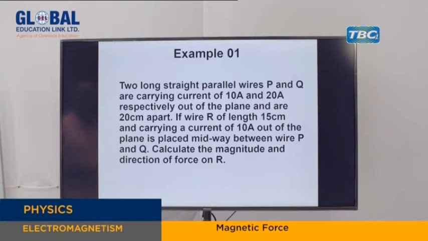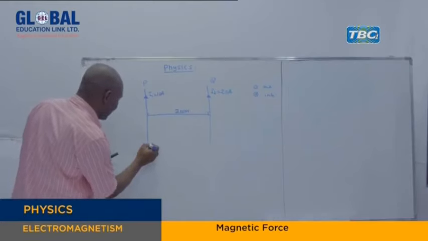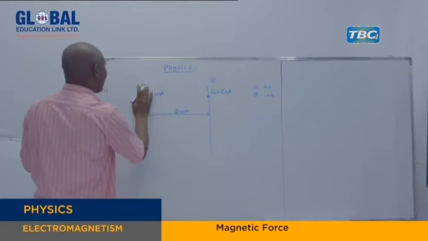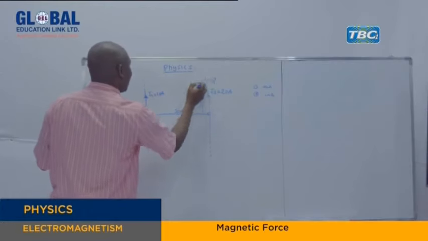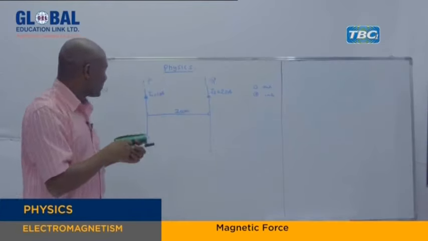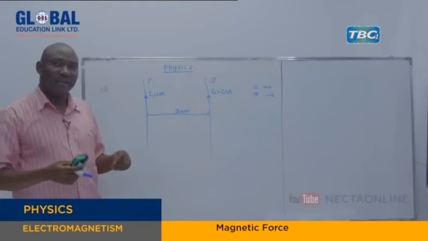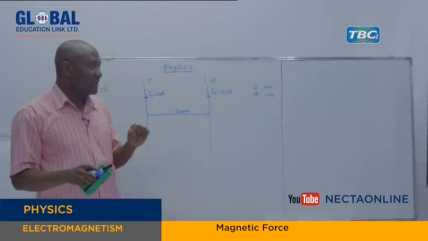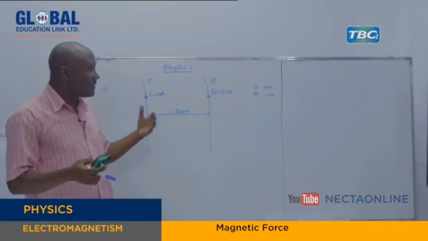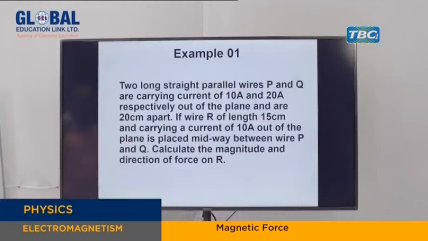Now the question says, we have another wire, R, of length 15 centimeter. This time we have a specified length. But the lengths of these 2 wires are not known, so we normally extend them up like that. These are the symbols in mathematics we normally use to indicate that the length is not known. We talk about infinite wires. But the 3rd wire, which is given the name R, has a specified length, which is 15, and it is placed midway between the 2 wires.